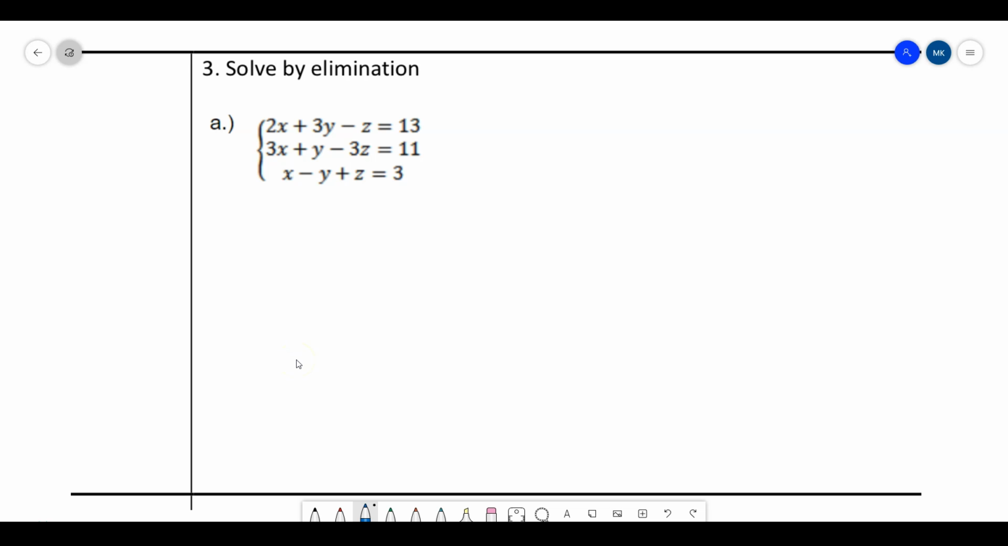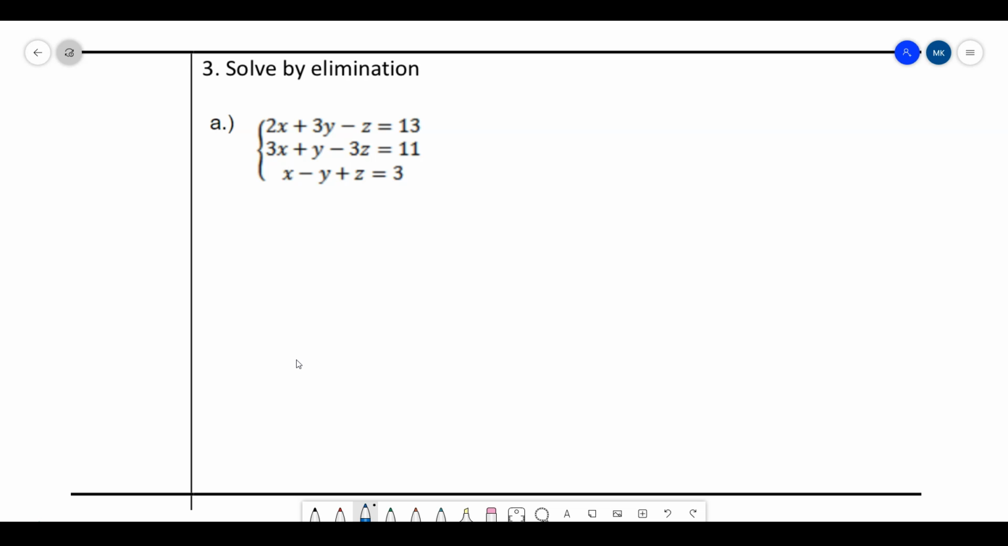All right, in this example, we have a system of three equations with three variables, and we're going to solve it through elimination instead of substitution. So with elimination, as we've done with two equations, we're just trying to add two equations together to eliminate a variable. Sometimes we need to multiply by a number so that we're able to eliminate.